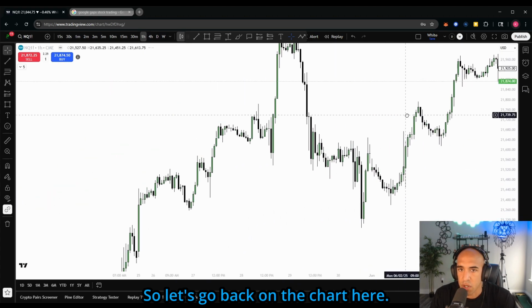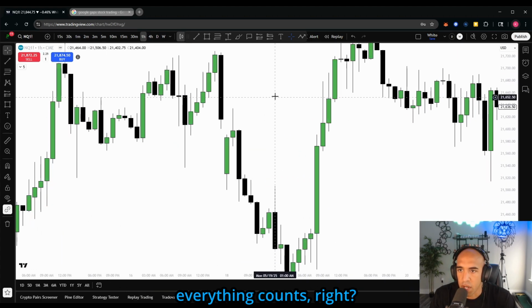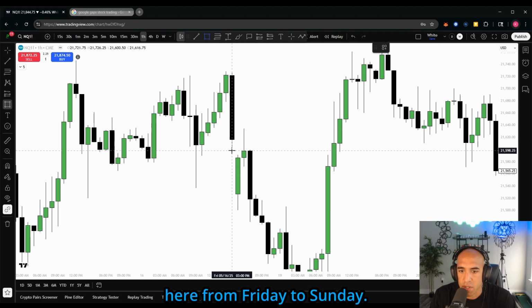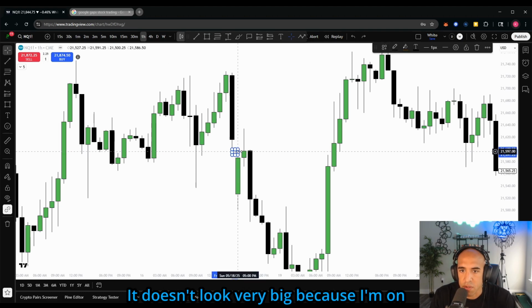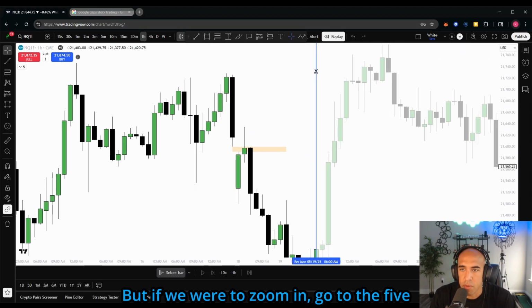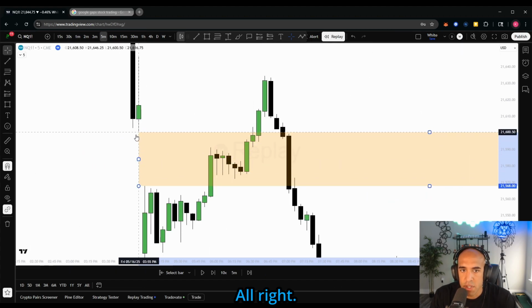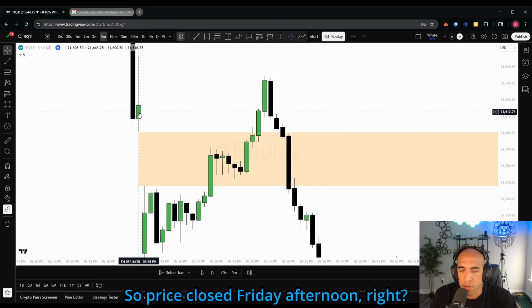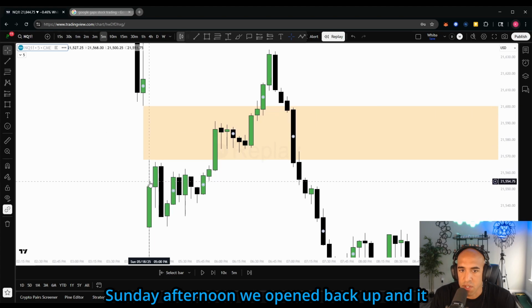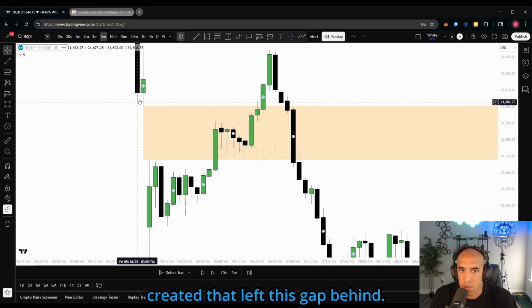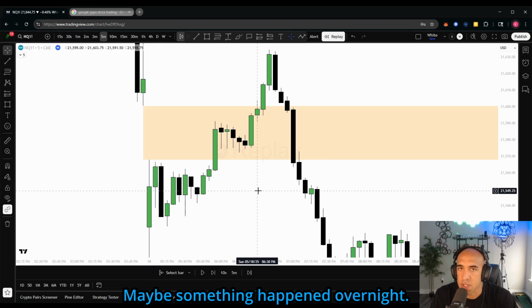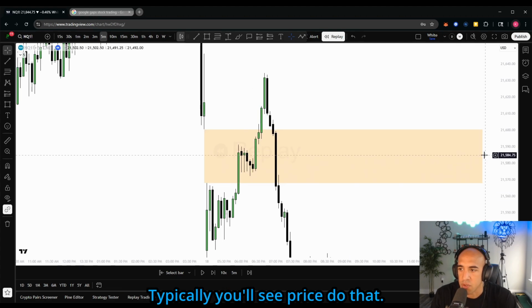So let's go back on the chart here and find some more examples. Everything counts, right? This is a gap right here from Friday to Sunday. It doesn't look very big because I'm on the higher time frame. But if we were to zoom in, go to the 5 minute, see this gap right here? Price closed Friday afternoon, and then the weekend happened, and then Sunday afternoon we opened back up, and it left this gap behind. Maybe something happened overnight, who knows? Typically you'll see price do that.